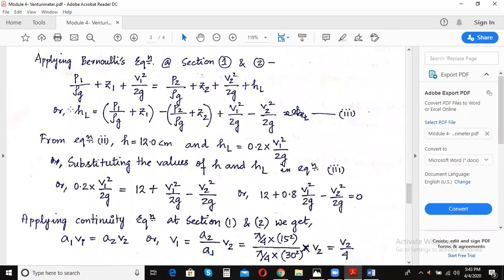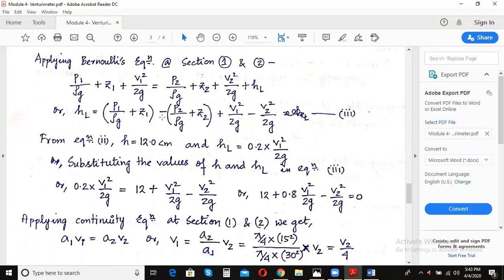By now I think everyone is familiar with this equation of Bernoulli, which is that the summation of pressure head, potential head and kinetic head at section 1 is equal to the summation of pressure head, potential head and kinetic head at section 2 plus head loss. So the value of head loss is given as how much? 0.2 times the kinetic head.